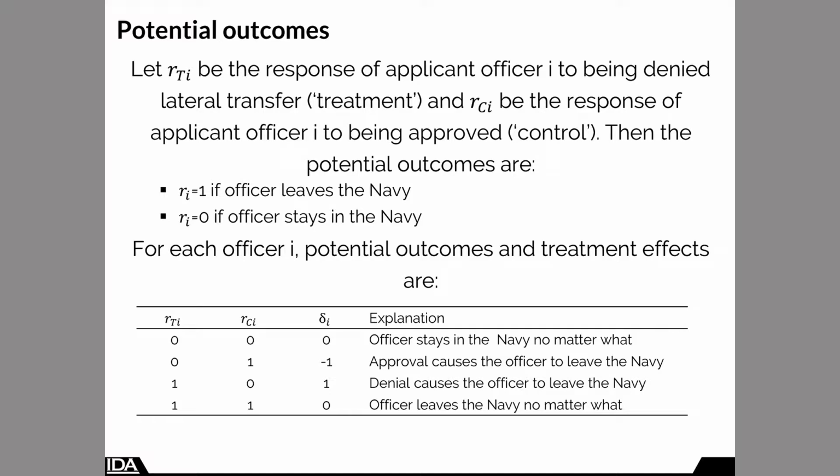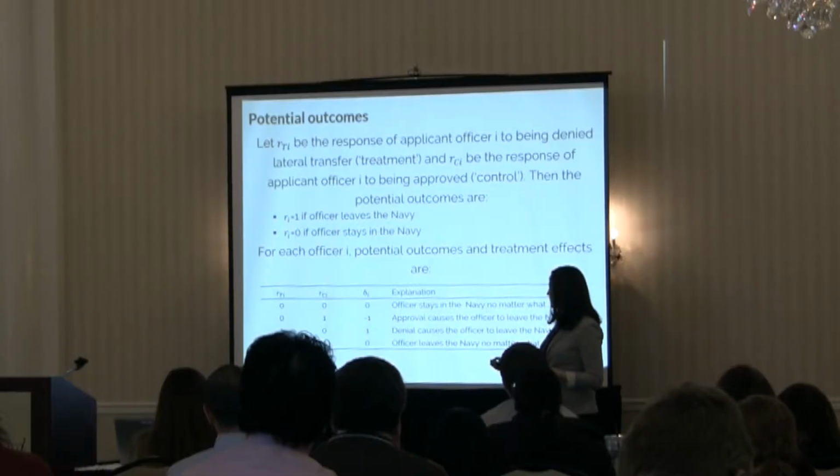So in the first case, this is RT, this is the officer's response to treatment. So this person was going to have an outcome of 0, both if he were denied lateral transfer or if he were approved for lateral transfer. So his difference, this is the treatment effect, right?